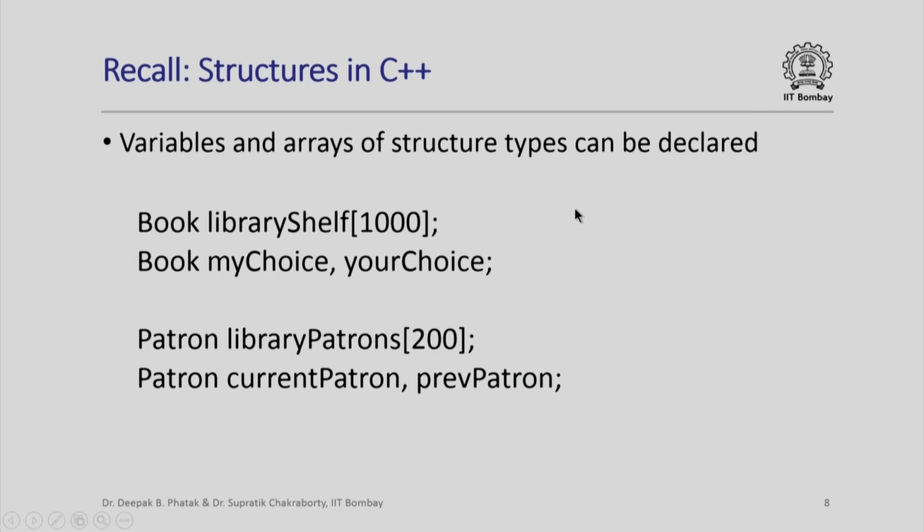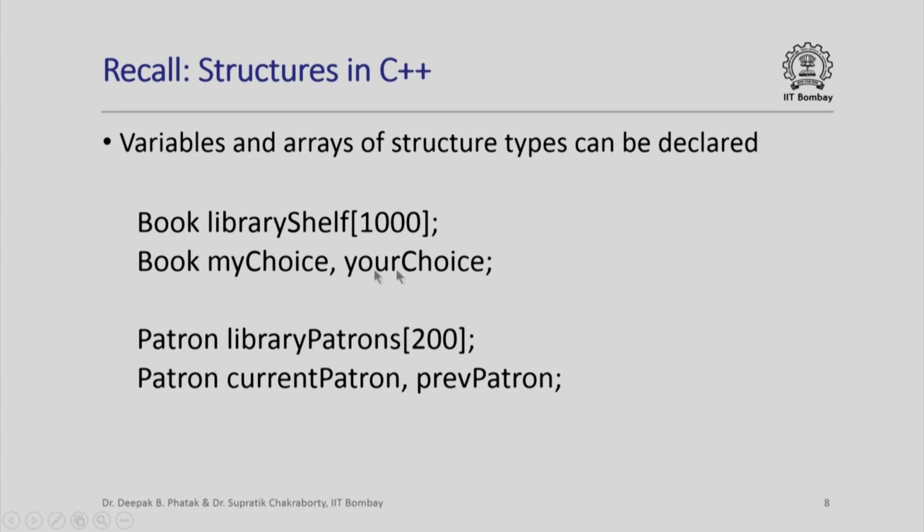We had also seen in the last lecture that in C++ it is possible to define variables and arrays of structure types, just like we can declare variables and arrays of primitive data types like integer, double, float, character, and so on. So as an example, this declaration is saying that library shelf is an array of size 1000 where each element of this array is of the structure type book.